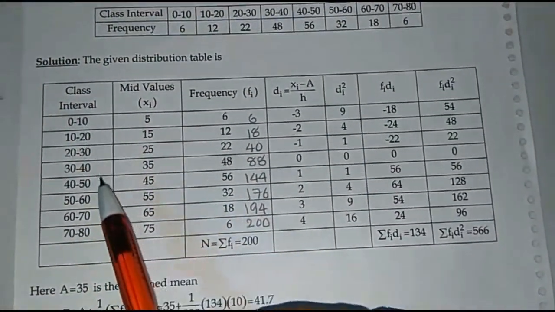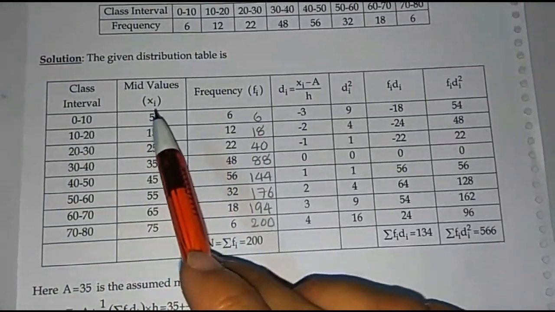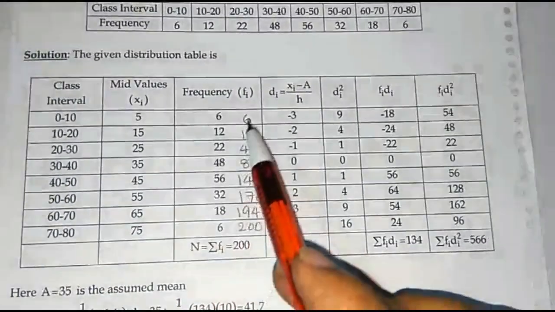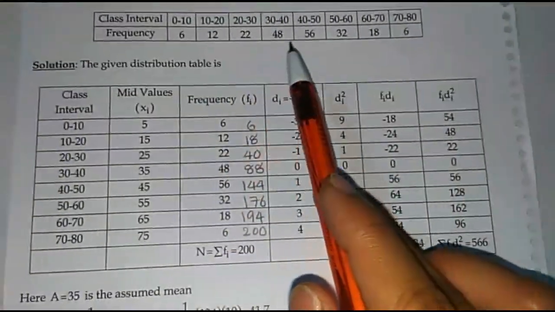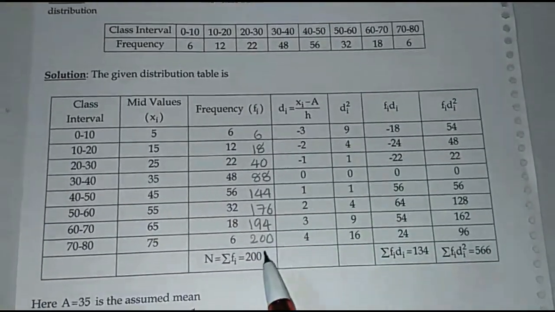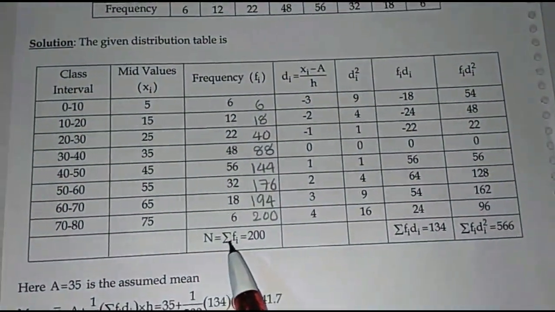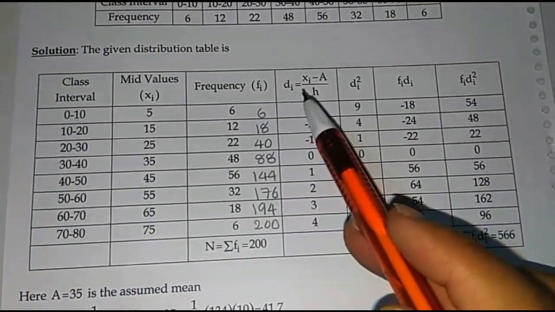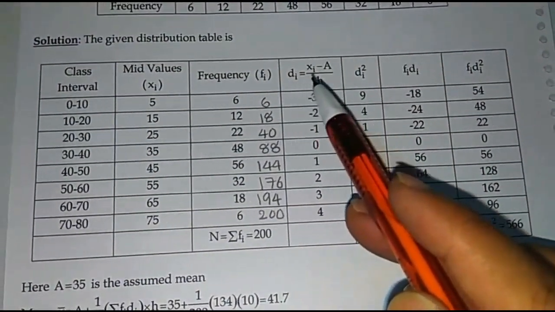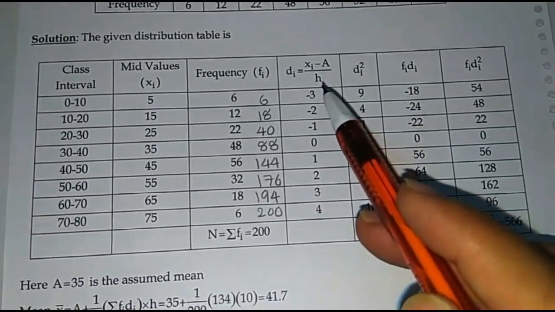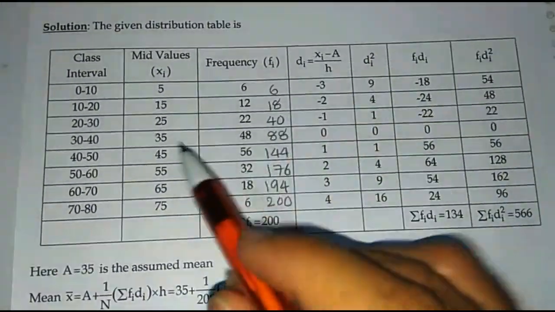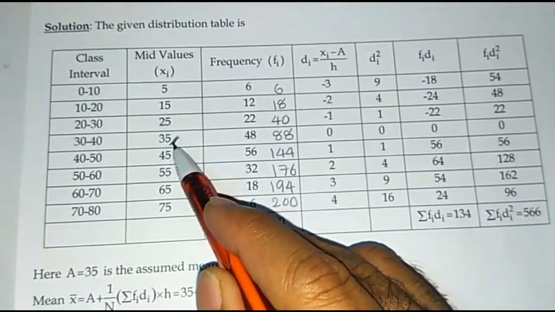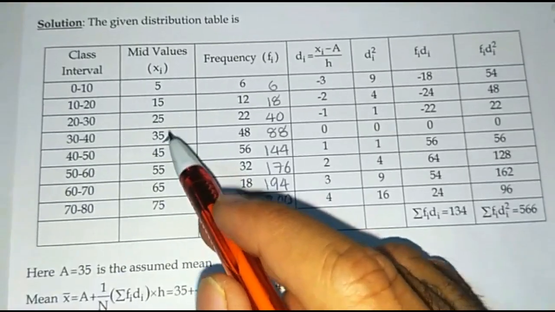Given class intervals and mid values of class intervals 5, 15, 25, 35 and so on up to 75. Now given frequencies 6, 12, 22, 48, 56, 32, 18, 6. The sum value is capital N equals summation Fi, that equals 200. Now di, that is deviation, xi minus a divided by h. Here a is the assumed mean. Now we take this as assumed mean, approximately the middle of the distribution.